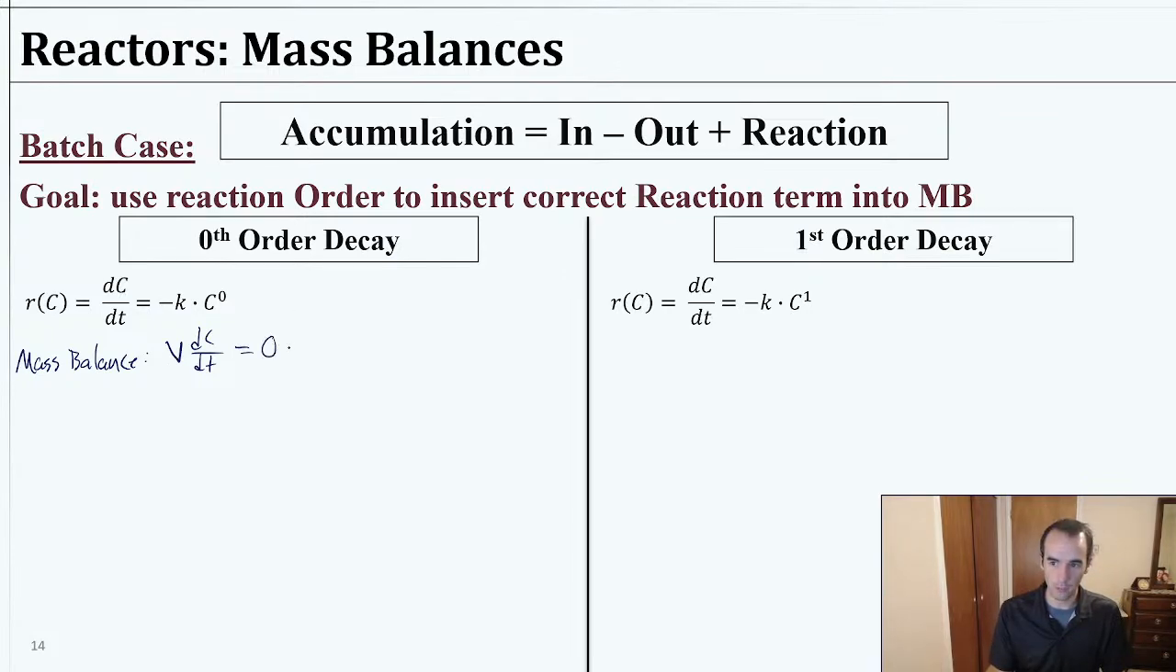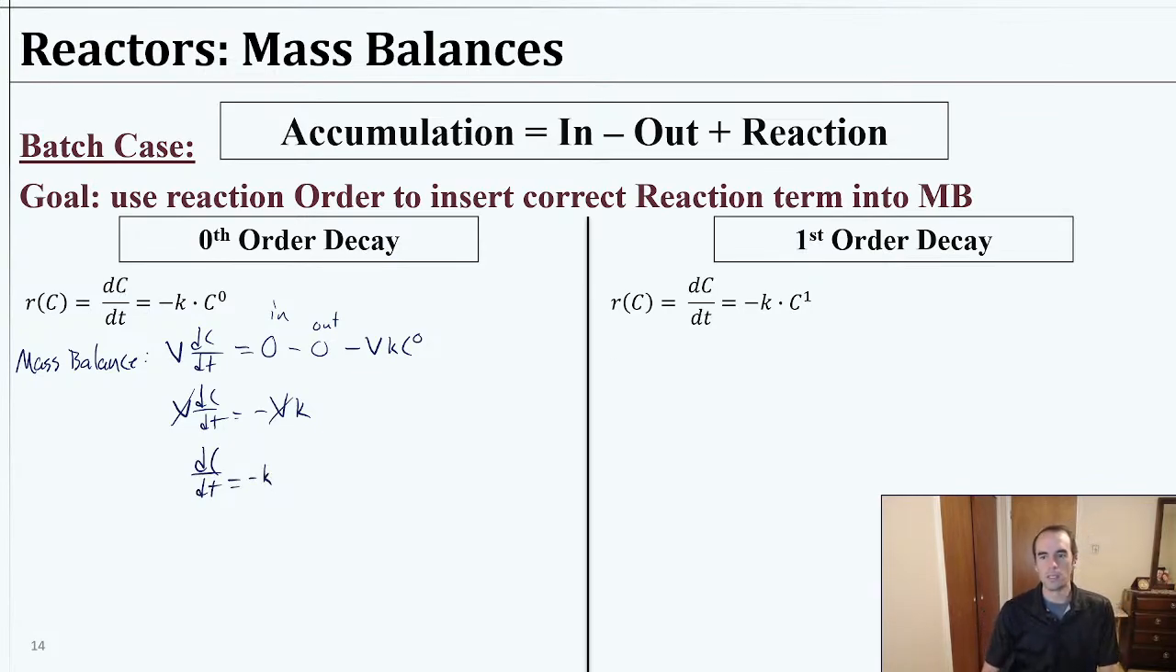Again, we could put in a 0 minus a 0 for the inputs and outputs, because we don't have any in a batch system. And then we have a decay reaction, so our reaction term is going to be negative V k C to the 0 power. So this simplifies to V dC/dt equals negative V k, since C to the 0 is just 1. We can get rid of the volume terms, and now we have dC/dt equals minus k.